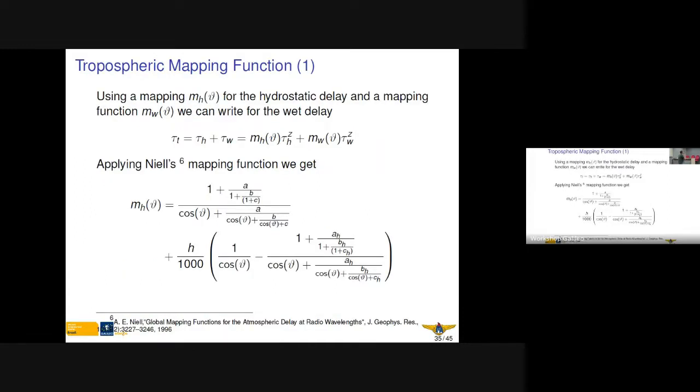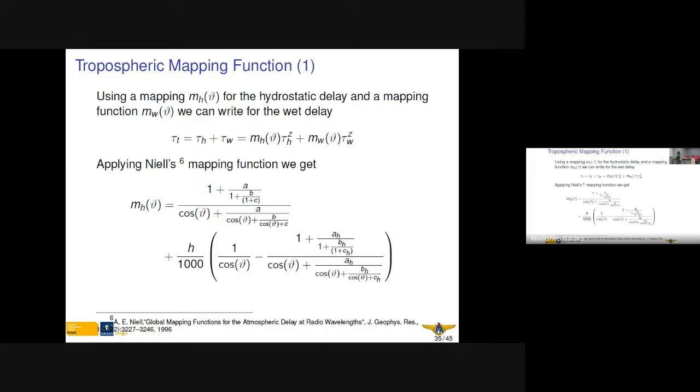What we also need now are these mapping functions, because we have to map from the zenith delay to the ray path that is crossing. And now we can get here to Niell's mapping function. I gave you also here a reference. And we have a very complicated formulation for this mapping function.